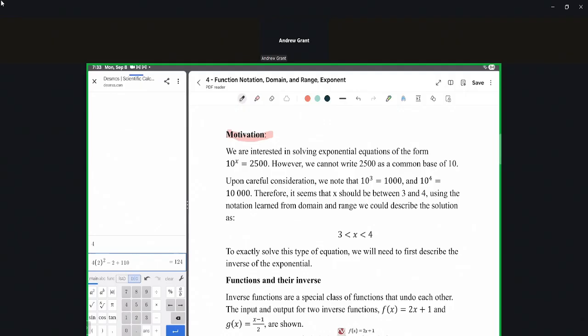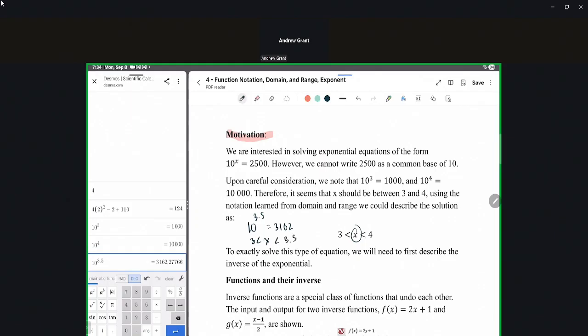If you look at our calculator here, 10 to the power of 3 is 1,000, and 10 to the power of 4 is 10,000. The answer to that question should be somewhere in between. What about 10 to the power of 3.5? Oh, that's a bit better. We can see that 10 to the power of 3.5 equals 3162, which means that the answer must be between 3 and 3.5.